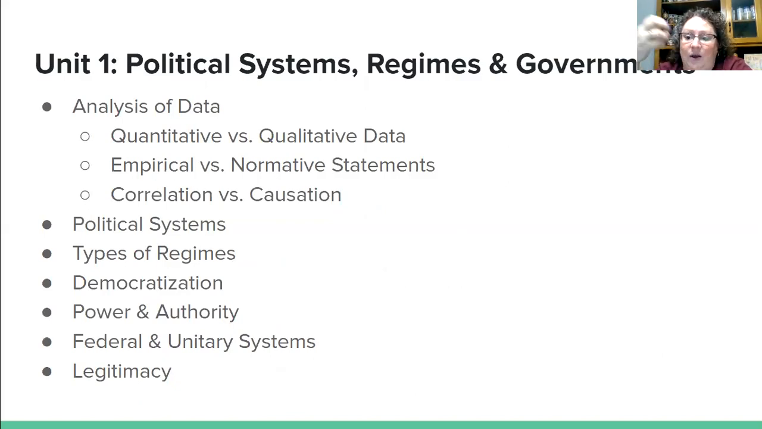From quantitative data, we can then make a qualitative analysis, that judgment call. That's where we start getting normative statements, where we can make an empirical statement based on the data, and then we can infer something from that, make a judgment call, that normative statement. And when we're looking at these, we're always trying to figure out as political scientists, is there a correlation? And if there is a correlation, is there also causation?